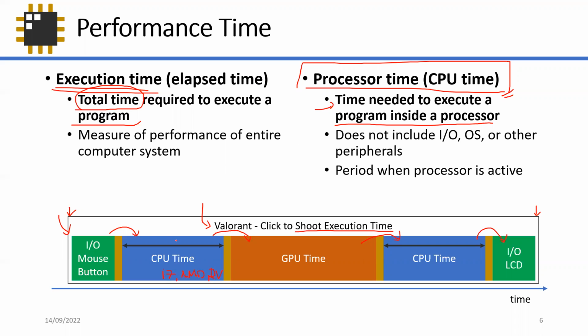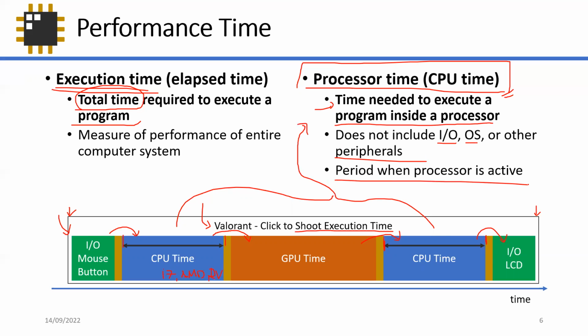So in this case, the CPU time from here to here is just the total CPU time for this part and this part. If you add them both, that's the total CPU time that you get. It does not include the time given for the input output, the GPUs, the operating system, and all other peripherals. It's just literally the time when the processor is active. And the reason why we're looking into this is because most of the time, the central processing unit is the one that's working the most.